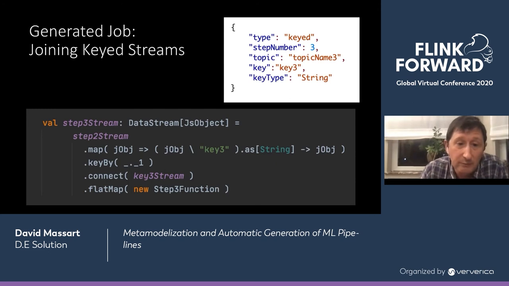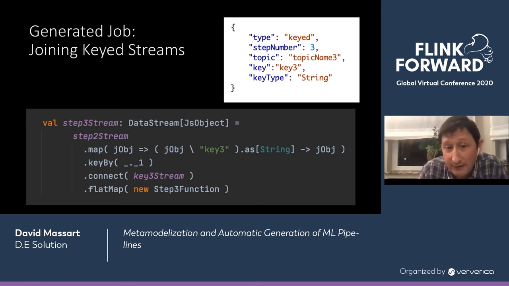You need to join the two streams. Well, here again, you create a step three stream. So it's step three. Following these conventions, you know that data is coming from a step two stream. As we did before, you're just going to key that step two stream. You connect it to the key three stream that we have just created in the previous slides. And then you apply this join function, basically. And so here also, it's relatively simple.